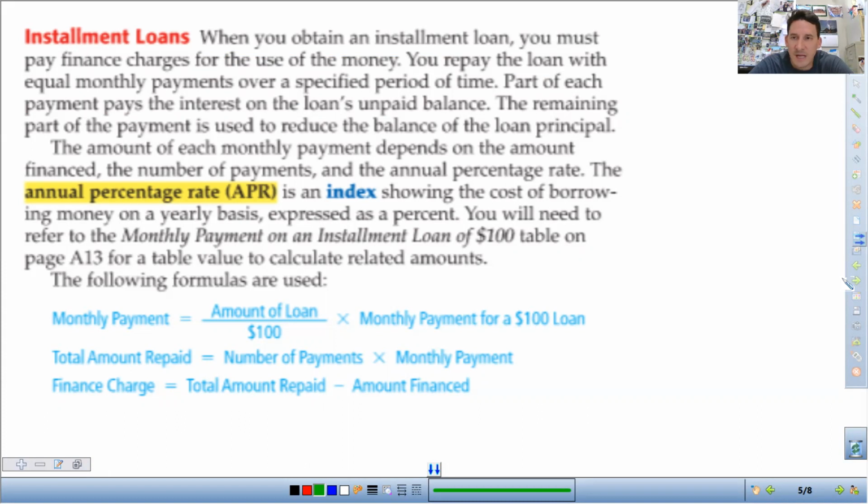The annual percentage rate, or APR, is an index showing the cost of borrowing money on a yearly basis, expressed as a percent. You will need to refer to the monthly payment on an installment loan of $100 table on page A13. So I'll provide that. That table is going to be provided for you for all your problems that you're going to be doing today. But let's just go ahead and get into an example.